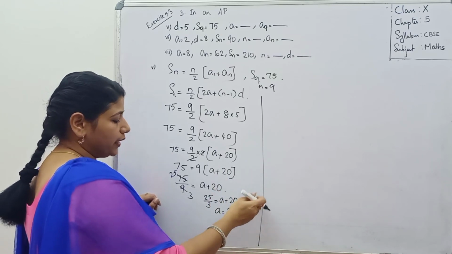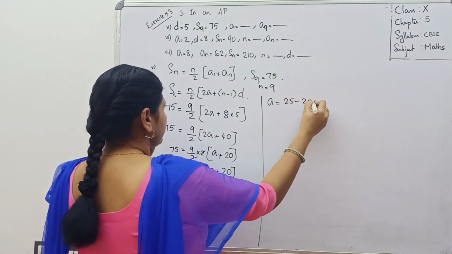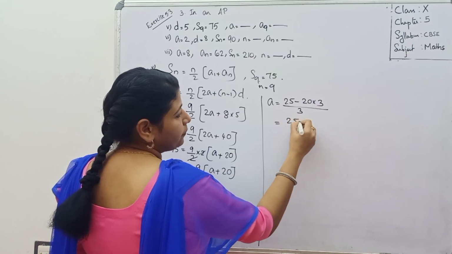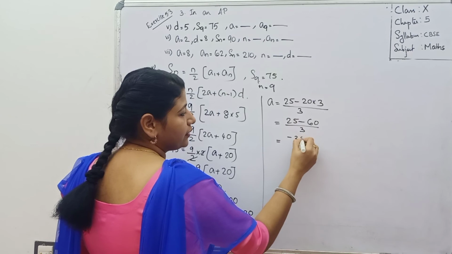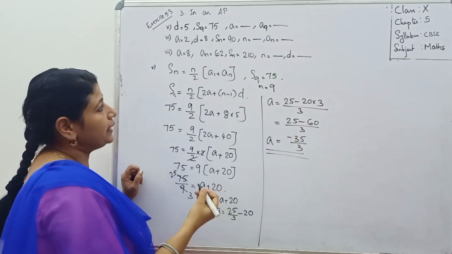So you will get a equal 25 minus 20 into 3 by 3, which is equal 25 minus 60 by 3, which is equal negative 35 by 3. So a is negative 35 by 3.